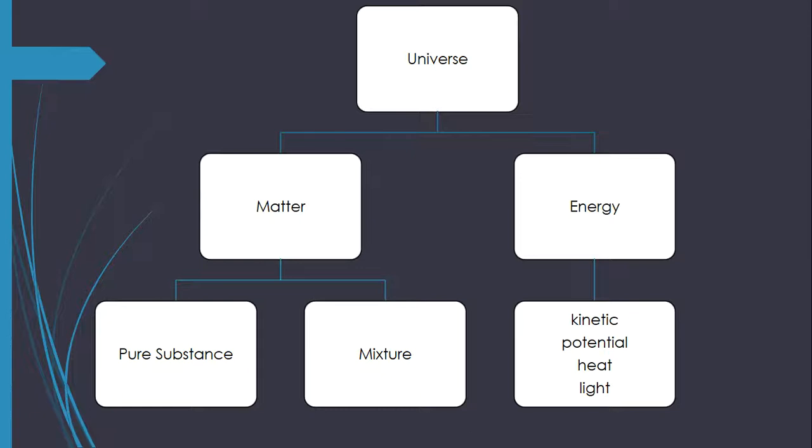So let's talk about how we separate stuff and classify things. The universe can be divided into matter and energy. We're not really going to talk about energy. That's more of a physics thing. However, science always intersects, so we can't help but bring up some things. We already talked about kinetic energy with temperature, and potential energy, and we'll talk about heat and light energy as well. But for our purposes now, let's ignore this. Let's stick with matter. And matter can either be a pure substance or a mixture.